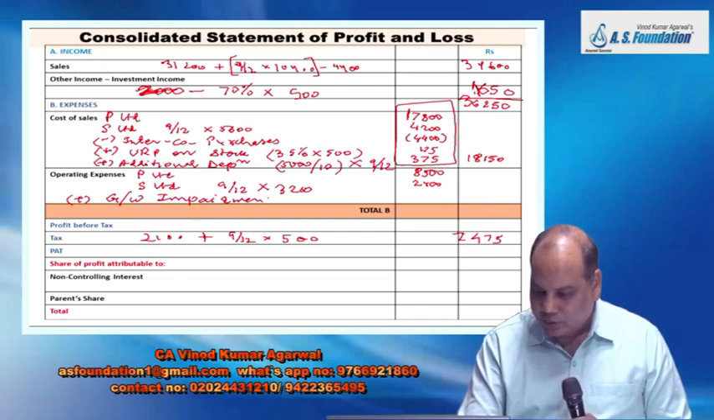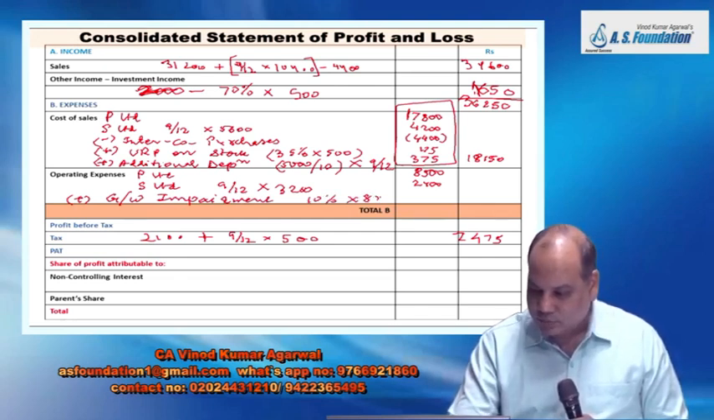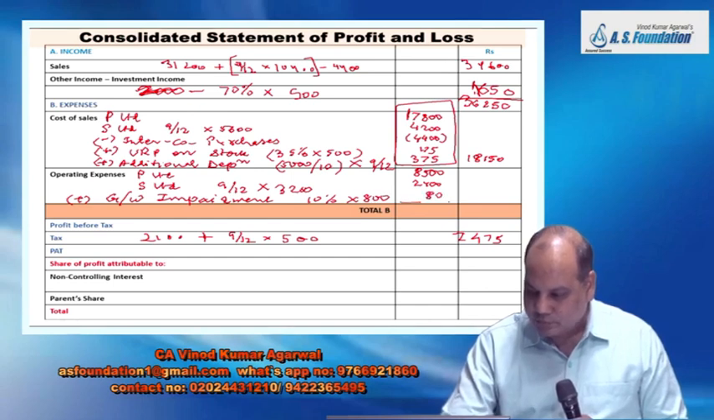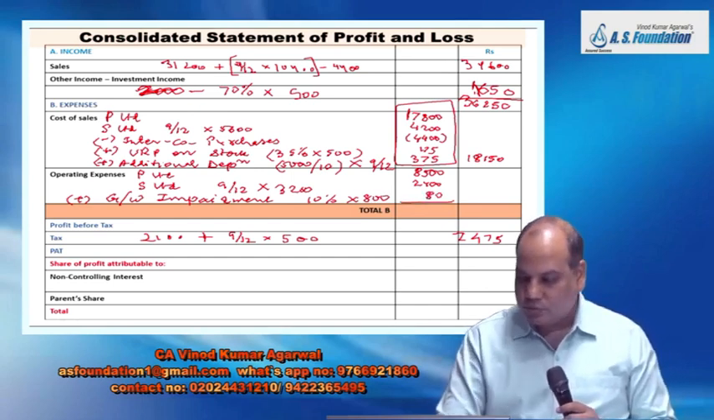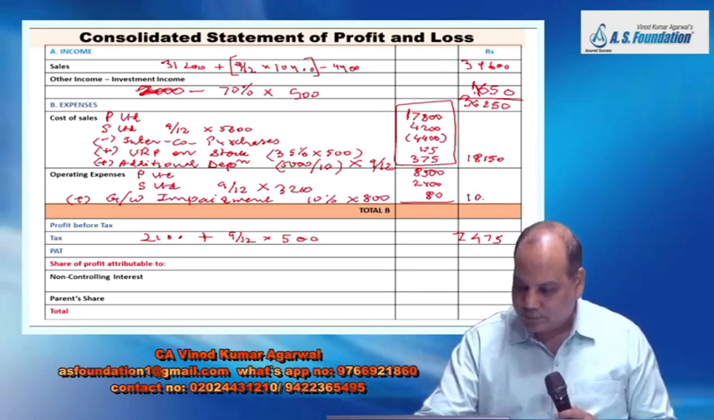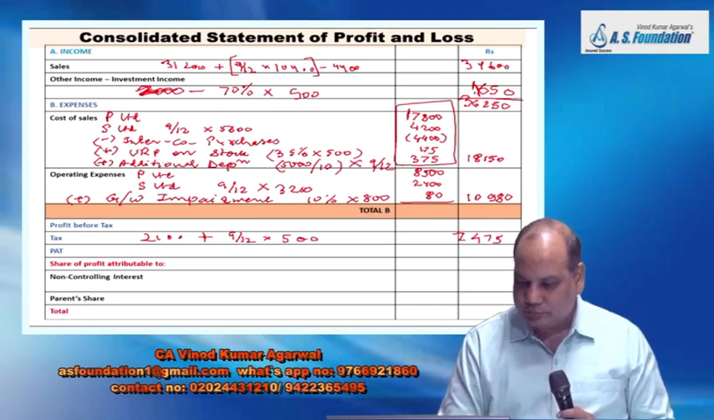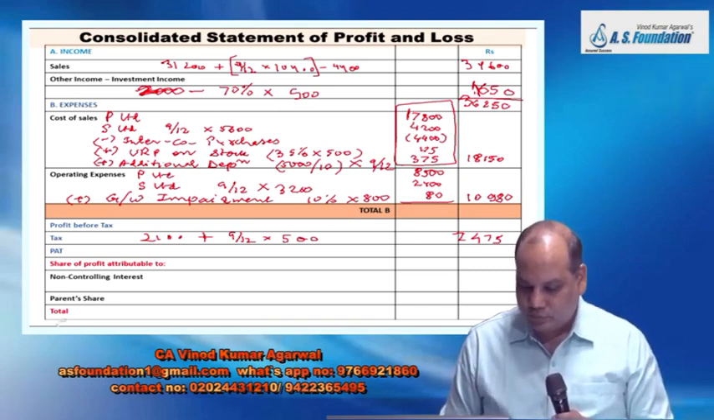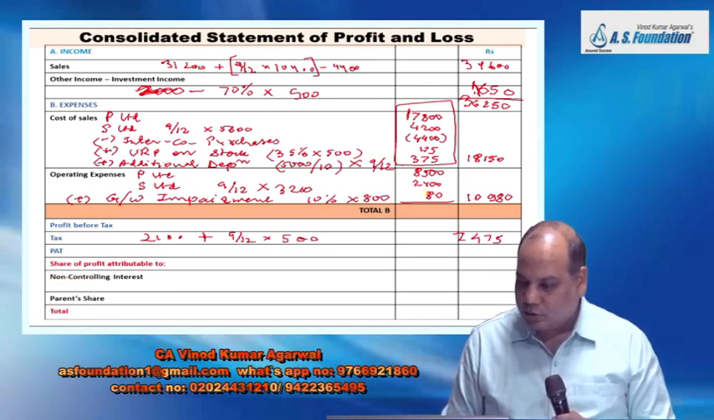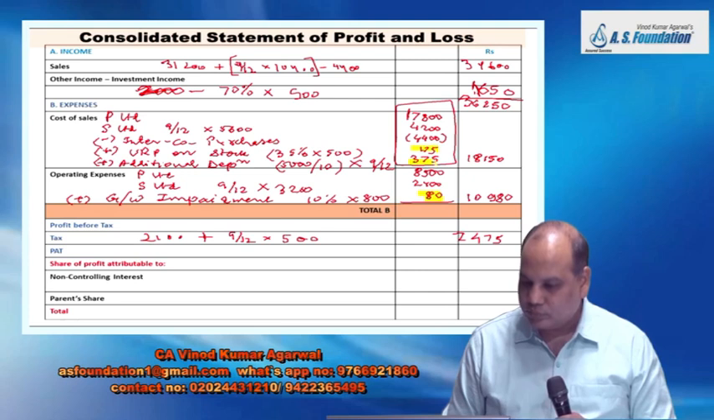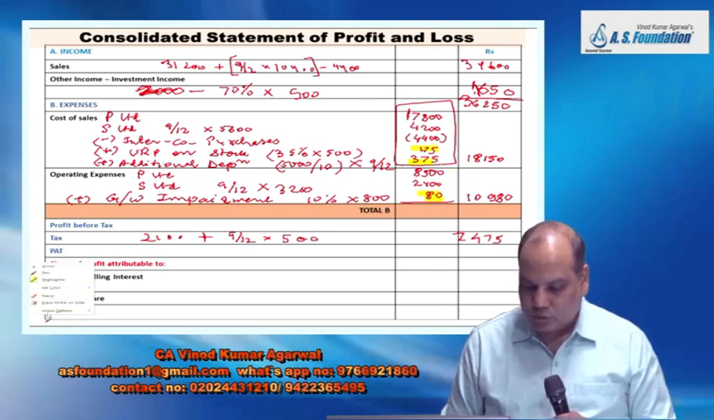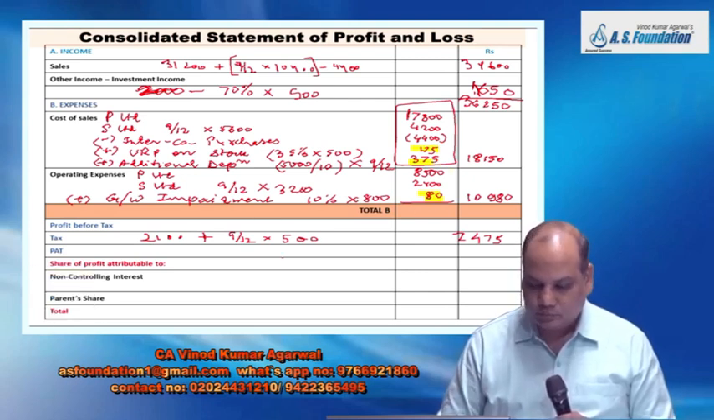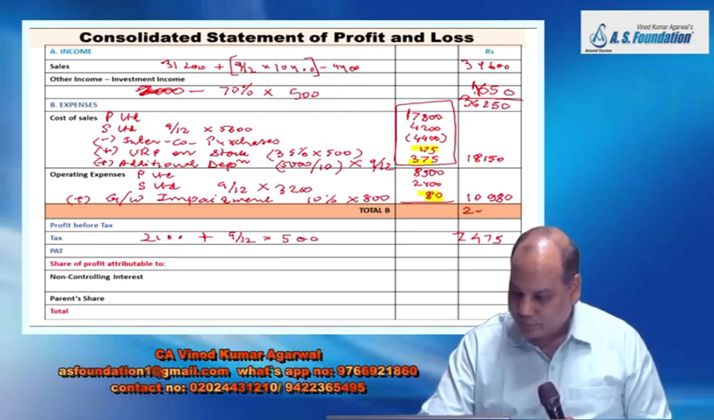Goodwill impairment will be 10% into 800, that is 80. So the total comes to 10,980. Is it right? So tell me the total of all expenses. Total of expenses, how much? 29,130.